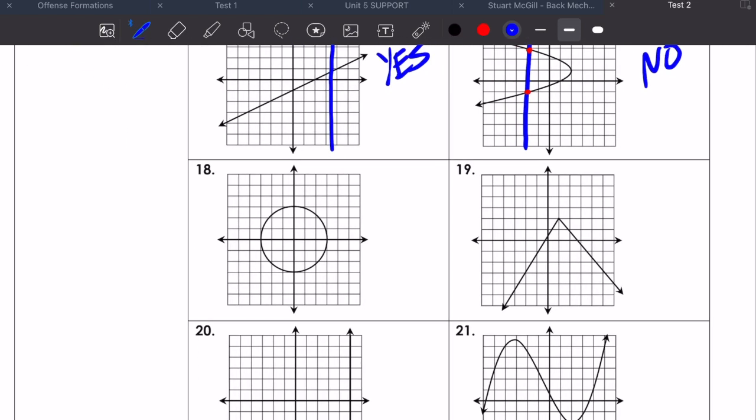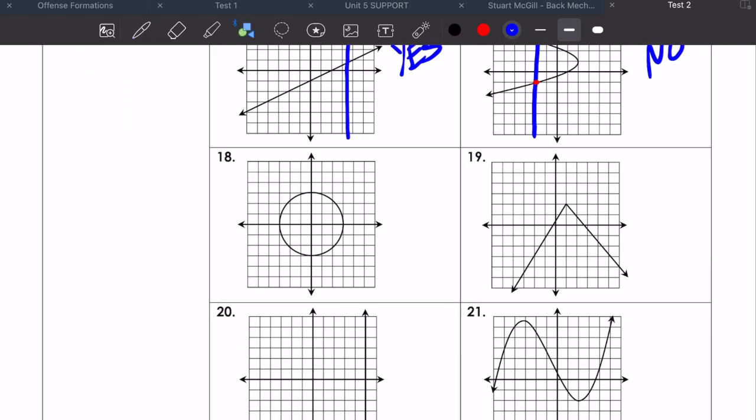After that, I'm going to leave number 18, number 19, number 20, and 21 for you. It should only take you about 20 or 30 seconds to draw vertical lines and see if you can decide if they're a function or not. Go ahead and pause it now, and when I come back, I'll show you the answers.